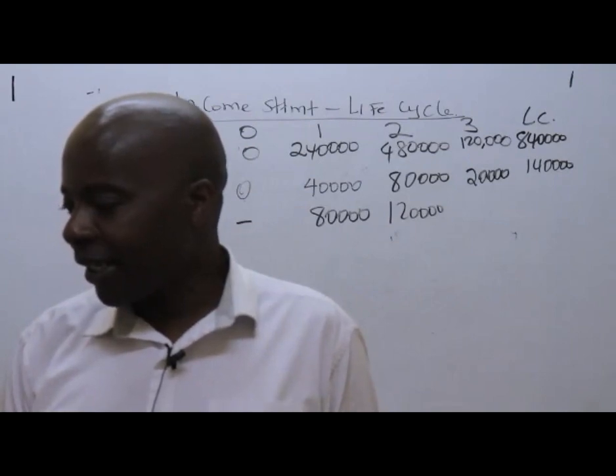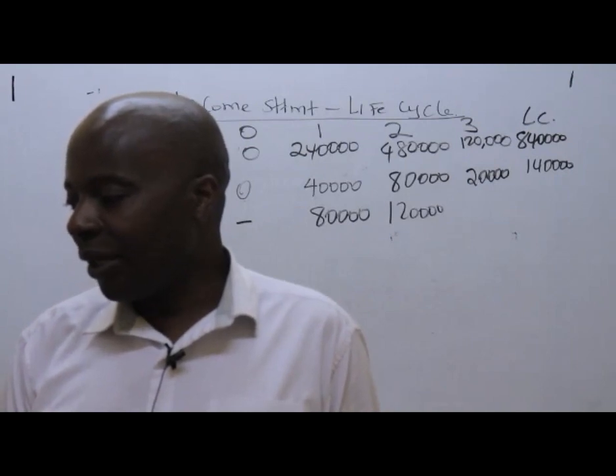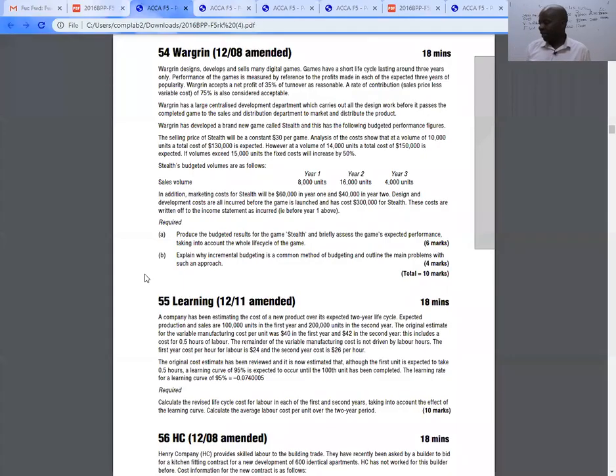Thank you very much. So for the next year, of course, the units are below 15,000. You can see there are only 4,000 units. So what we need to do is to recognize 80,000 like that, and then you give me the life cycle cost. LC stands for life cycle. Give me the life cycle cost.